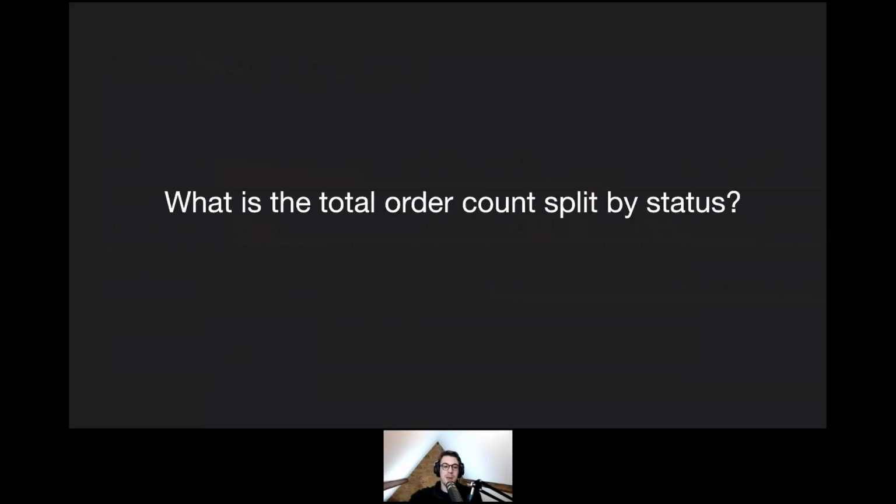So let's look at a really quick example. Here's a common question that might come into the data team: what is the total order count split by status? So I want to see all of the delivered orders, all the pending orders, the returned orders. Here, total order count is the metric, and status is a dimension. And I guess the entity here would be orders, right?